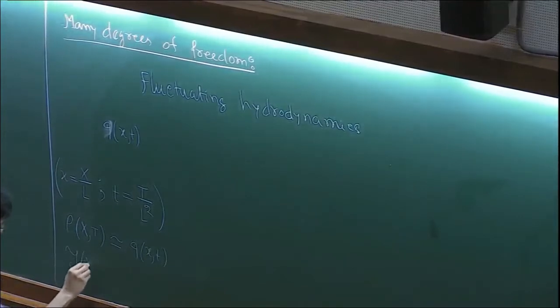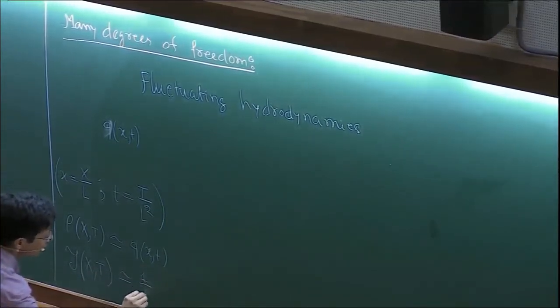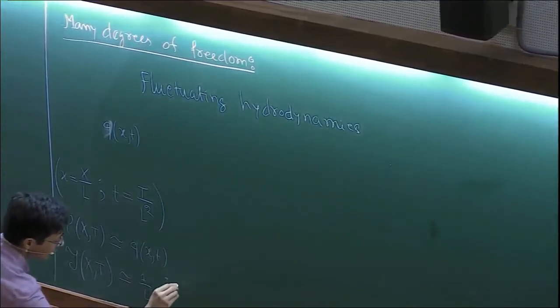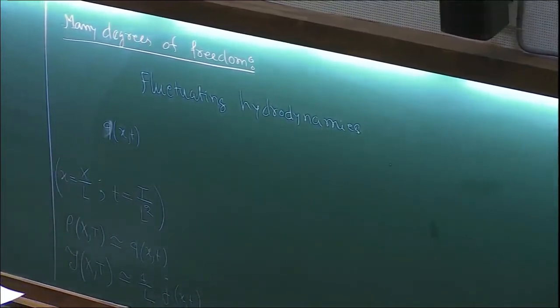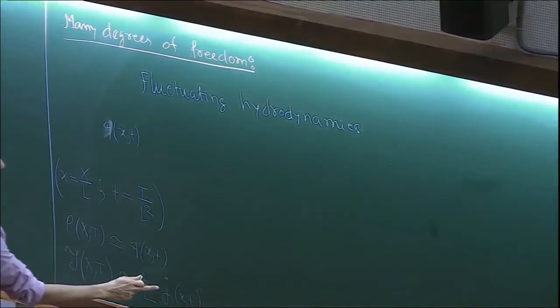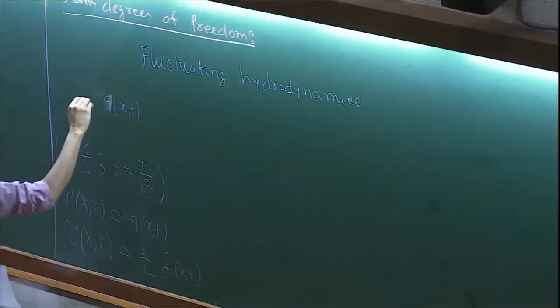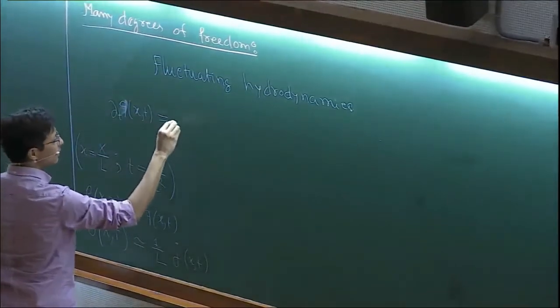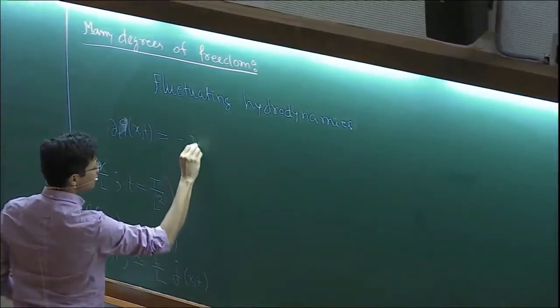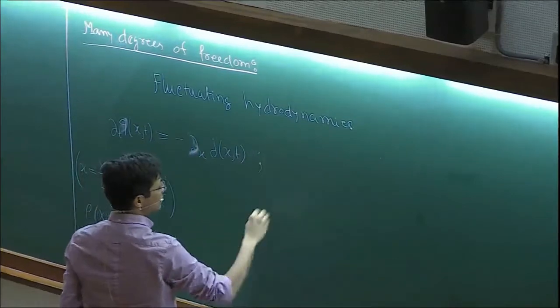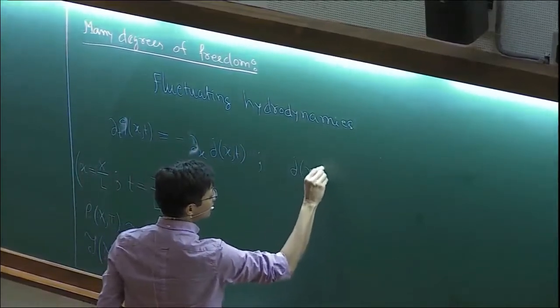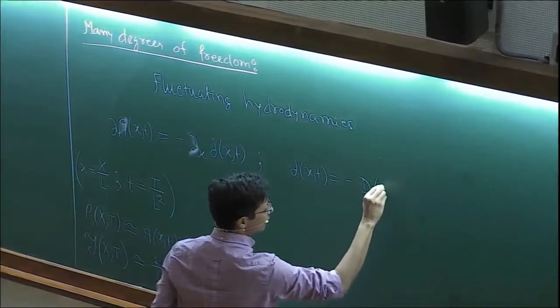And the microscopic current in the original coordinate space goes to 1 over L, the coarse grain current. And then the evolution of this coarse grain density and current profile is governed by this fluctuating hydrodynamic equation, which is given by one part as a continuity equation. And the other part is where we write the current with the part which follows Fick's law.